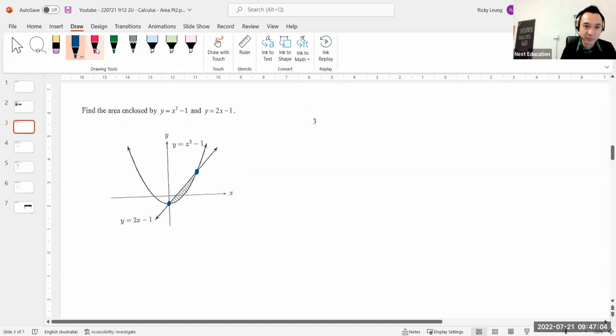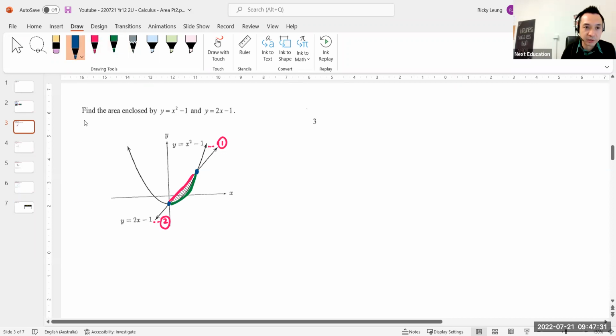If we were to do this with full working out, call this equation number 1, call this equation number 2, because what I'm trying to do is pink on top, green on the bottom. Once I find those two limits, my area enclosed is the integral between the limits, top minus bottom dx. So let's see this.